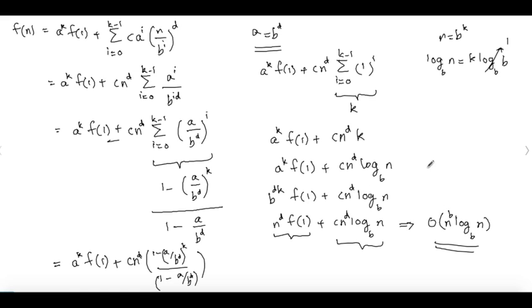Now let's play with this one for the two other conditions, when a is less than b to the d or a is greater than b to the d. So if you write it again, f of n is equal to a to the k f of 1 plus c n to the d times 1 minus a over b to the d to the k, divided by 1 minus a over b to the d. Correct? So now we have a greater than b to the d, for example. Okay, but let's not write it right now. We'll write it later. Let's simplify this thing here.